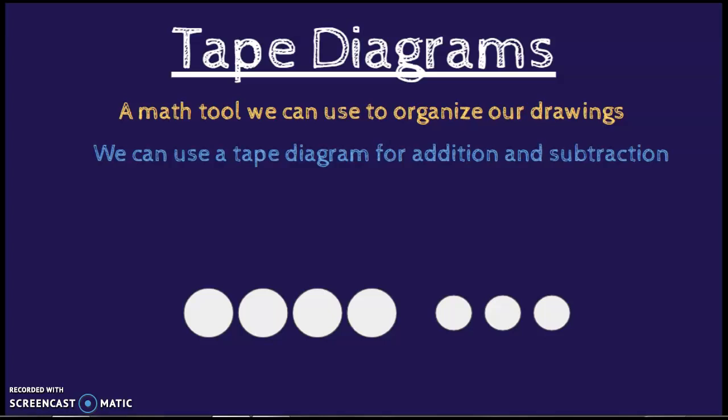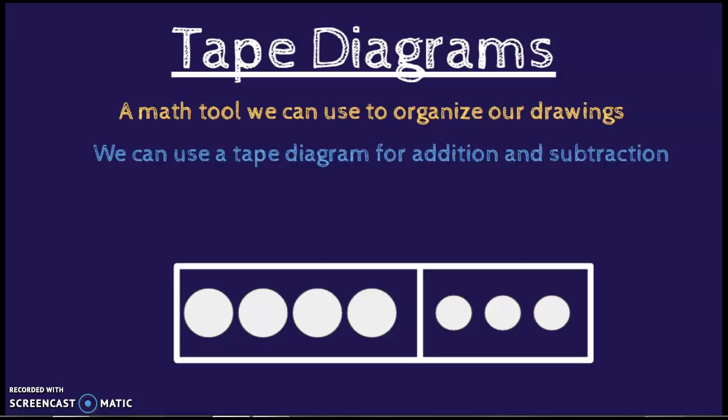A tape diagram simply is a rectangle. You'll notice that I drew a line in between the number of adults and the number of children to show the two parts. Now, I'm going to go ahead and add labels to each part so that whoever looks at my tape diagram will know exactly what I drew and what it represents. So I'm going to add the label 4 to represent the number of adults, and the label 3 to represent the number of children.